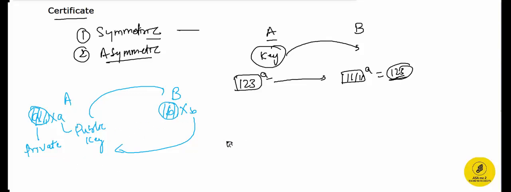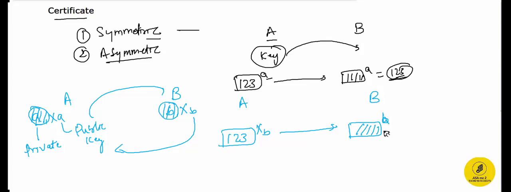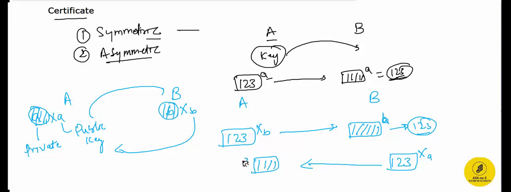When A needs to send some data now, let's say A has some data, 1 to 3, that it needs to send to B. Because it already has the public key of B, A will encrypt this data using the public key of B and send it to B. When B receives this encrypted data, B will use its private key to decrypt the data that was encrypted with its public key and get the real data out of that. Similarly, if B needs to send something to A, B will use A's public key to encrypt this data and send it to A, and then A will use its private key to decrypt that data.